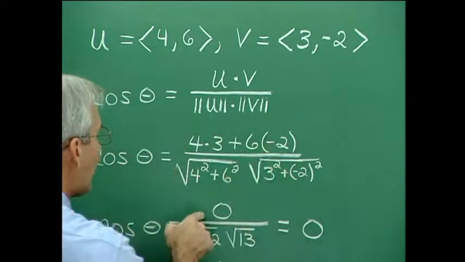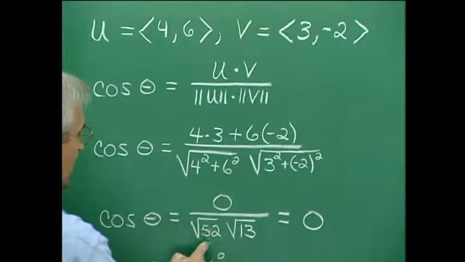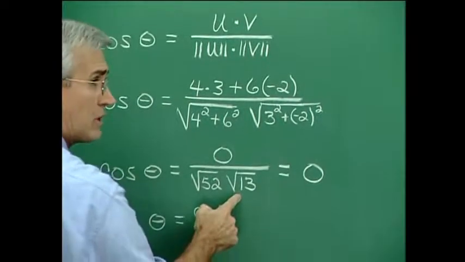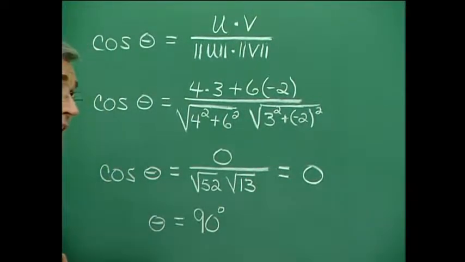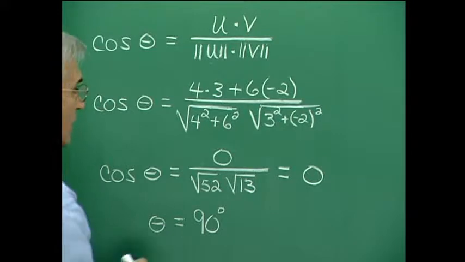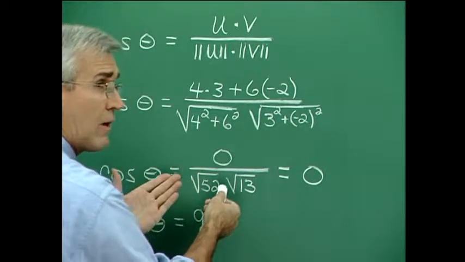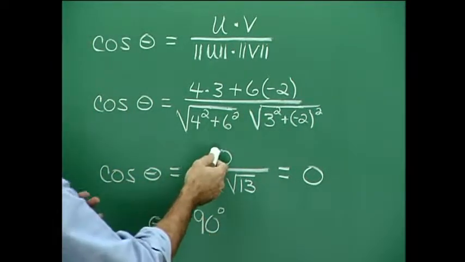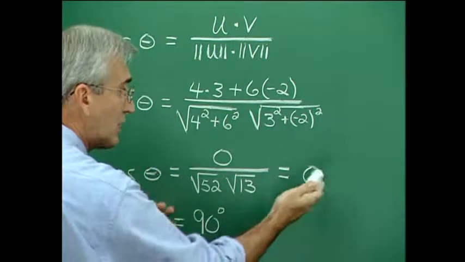12 with negative 12, oh, that's 0. And in the denominator we have the square root of 52 and the square root of 13 for the factors, but it really doesn't make too much difference in the denominator because the numerator became 0. And when the numerator of a fraction is 0, the whole fraction becomes 0.